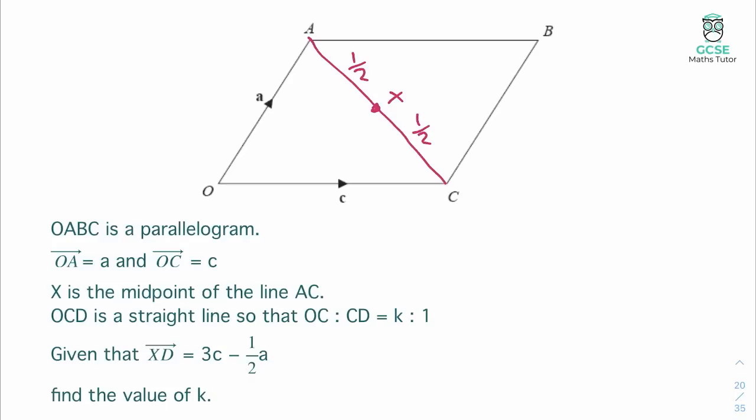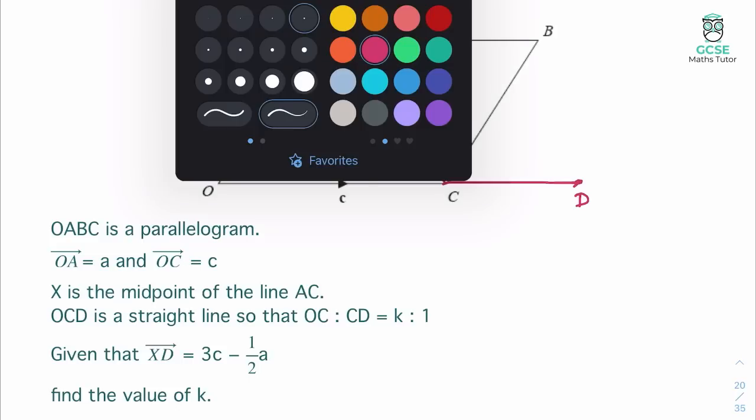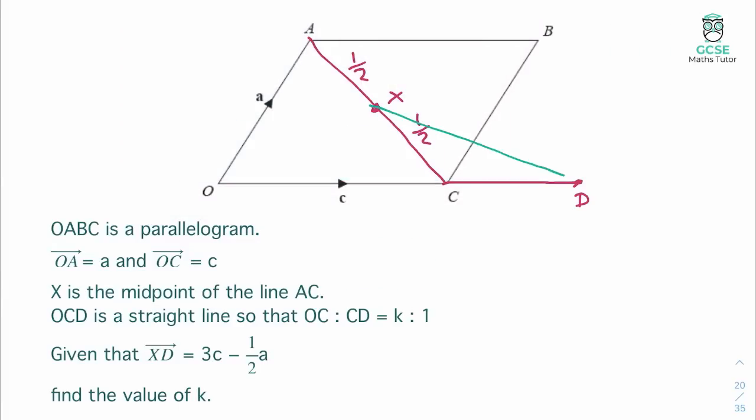OCD is a straight line, so the O to C, C to D is k to 1. Okay, so O to C, C to D, we don't have a D anywhere, so we're going to have to extend that. So D is, I don't know, somewhere there. Let's just say it's here. Okay, let's label that as D. Just be careful, because the way that I've drawn that, it does make O to C look longer than C to D, but remember we don't actually know the length of that. So don't assume that it's shorter or longer just by the way you've drawn it. It says given that X to D is 3c minus half a, find the value of k. So X to D, let's draw that in. So from X to D in that direction is 3c minus a half a.